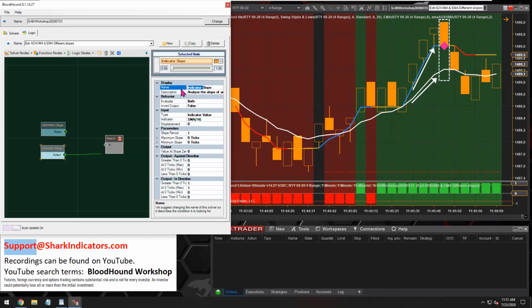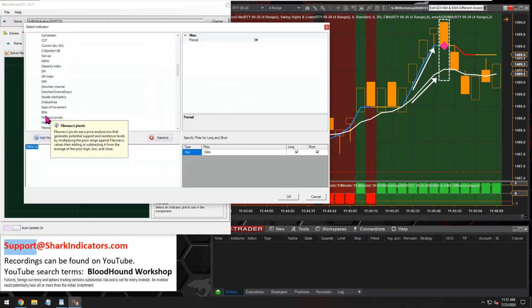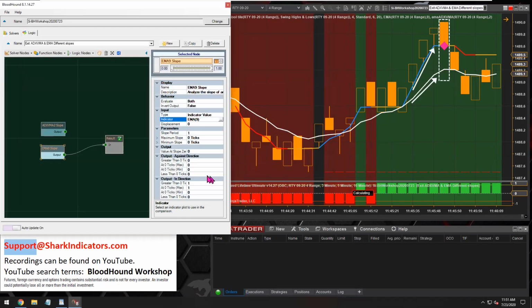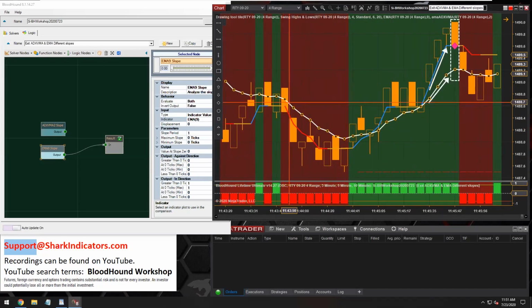And this will be the EMA 9 period. All right, and again, let's go change the indicator and adjust the period. All right, so this is the slope of the EMA, again, the white line here.